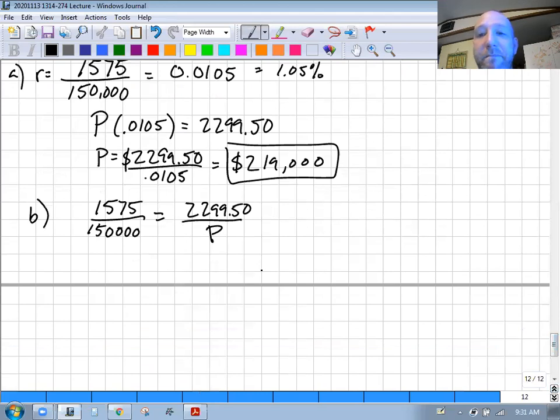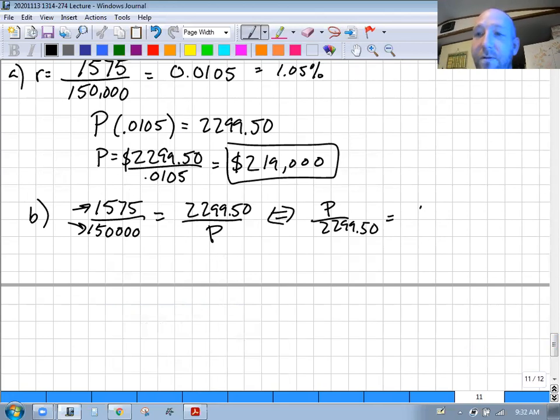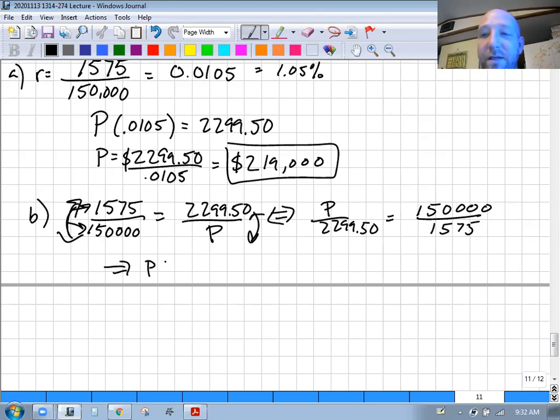All right, y'all follow that? Tax of the house, price of the house, tax of the house, price of the house as a proportion. So to get P here, we'll just flip-flop. It's the same thing as P over 2299.50 is 150,000 over 1575. So I just flip these over and switch sides. So it tells me that P is that times this.